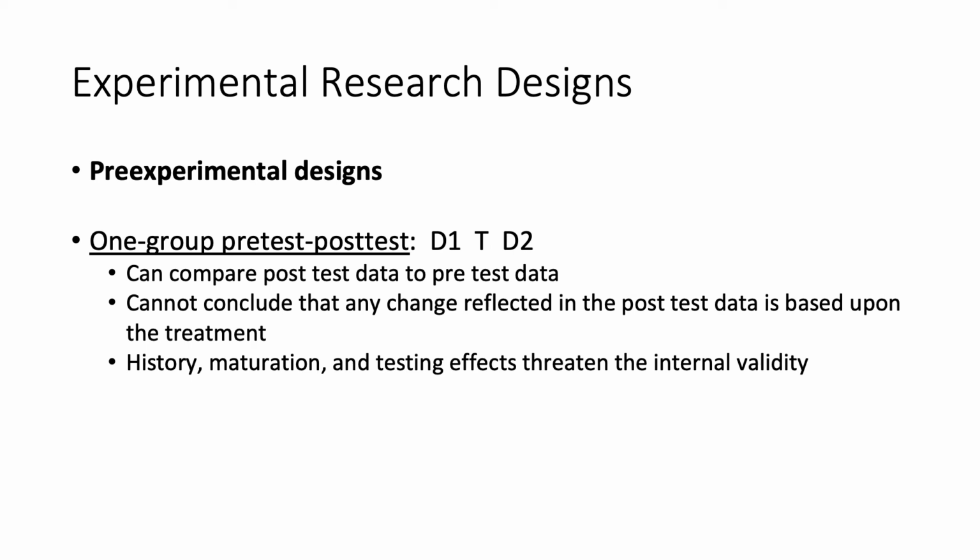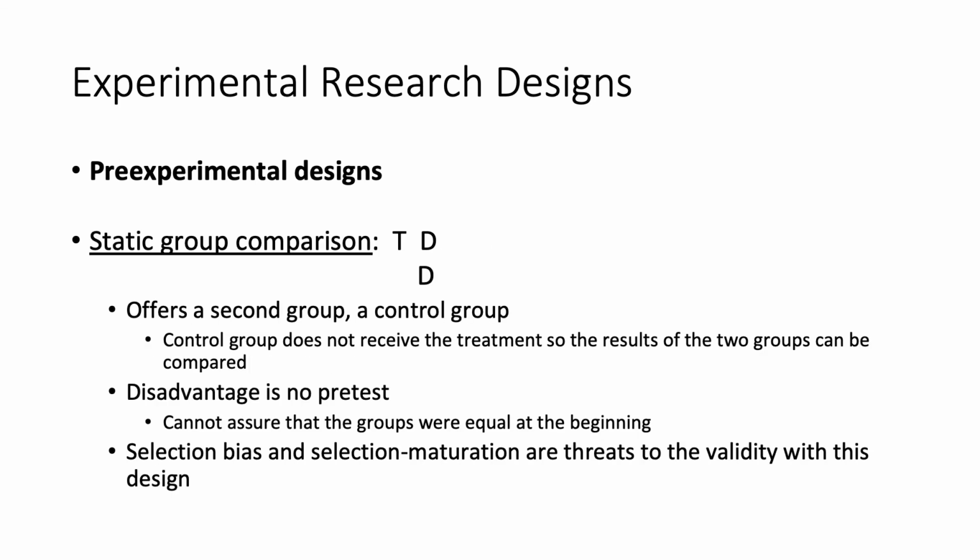So history, maturation, and testing effects all threaten the internal validity. The static group comparison design offers an advantage and a weakness compared to the one-group pre-test, post-test design. So the advantage is that there's a second group, which is the control group, and the control group does not receive the treatment, so the results of the two groups can be compared. A weakness of this design is that there is no pretest, so we cannot assure that the groups were equal at the beginning of the research study.